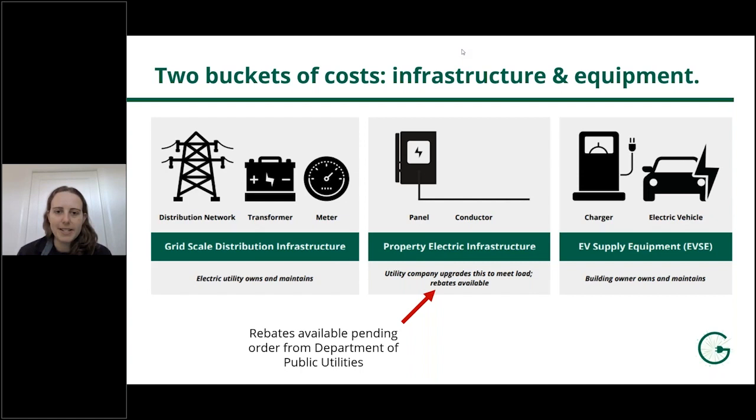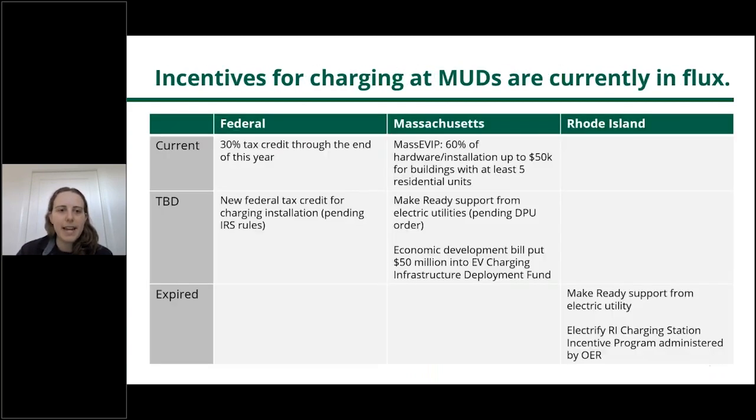You might notice that I've been saying have had and will have again soon, and that is because we're in an awkward spot right now in between different incentive programs. So this is a table that will go through by column that shows current, sort of upcoming, to be determined, and expired incentive programs to help cover the costs of charging at apartments and condos.